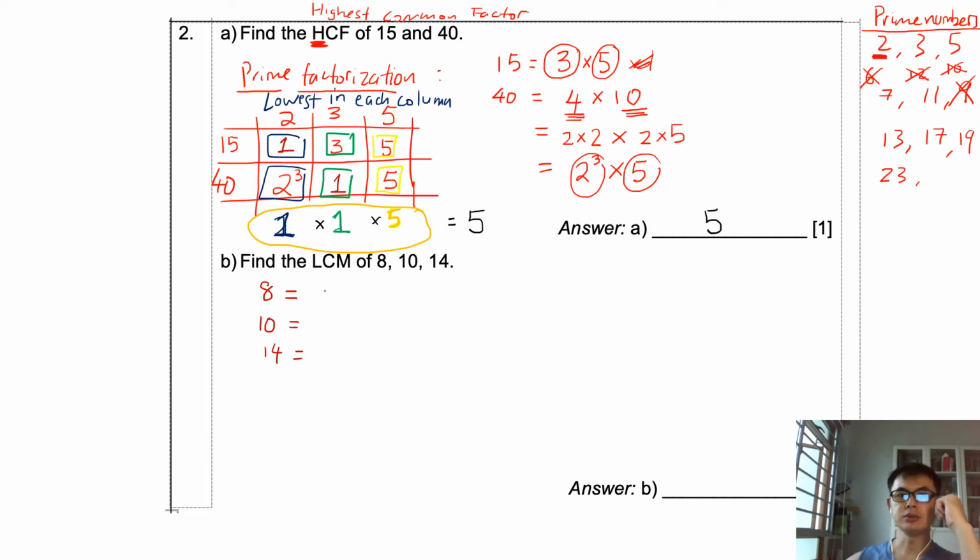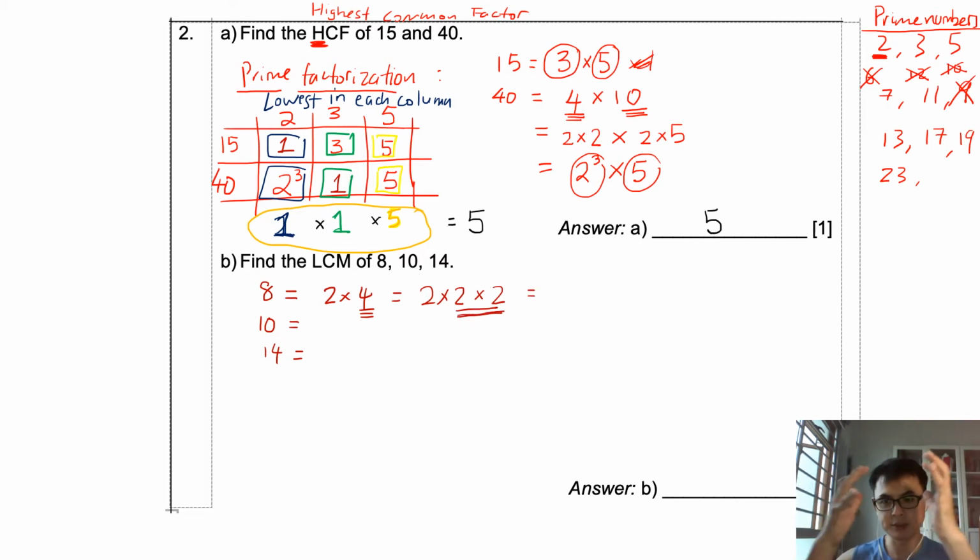Now 8 is 2 times 4, and it's also 2 times 2, and I can focus on breaking down this 4. So this 4 becomes 2 times 2, right? And so we want to collapse the numbers, so we will have 2 to the power of 3.